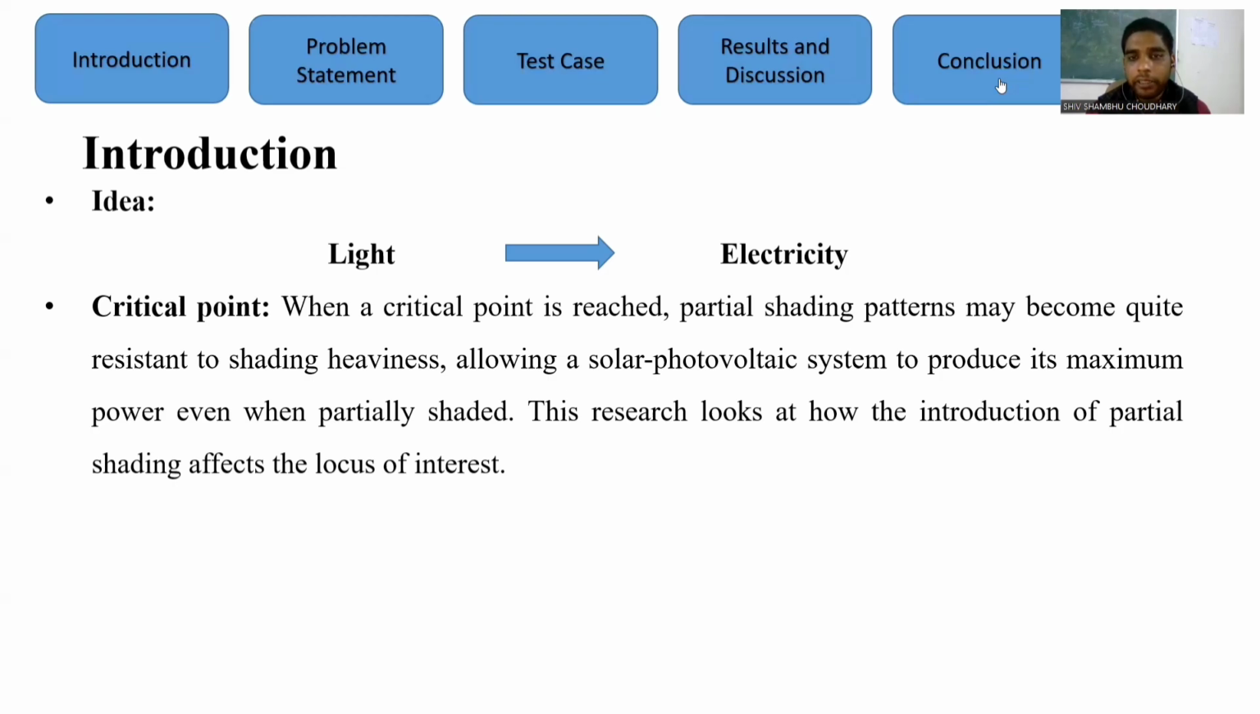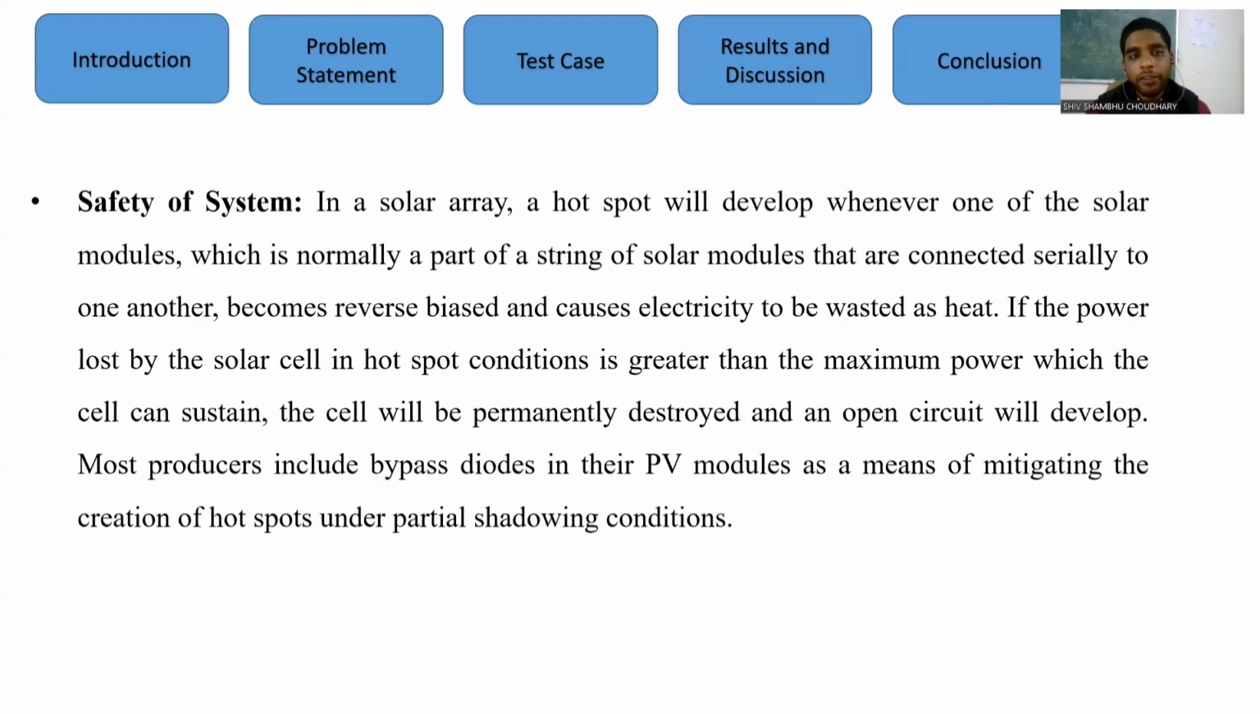When a critical point is reached, partial shading patterns may become quite resistant to the shading heaviness, allowing a solar photovoltaic system to produce its maximum power even when partially shaded. This research looks at how the introduction of partial shading affects the locus of interest. It also deals with the safety of the system.